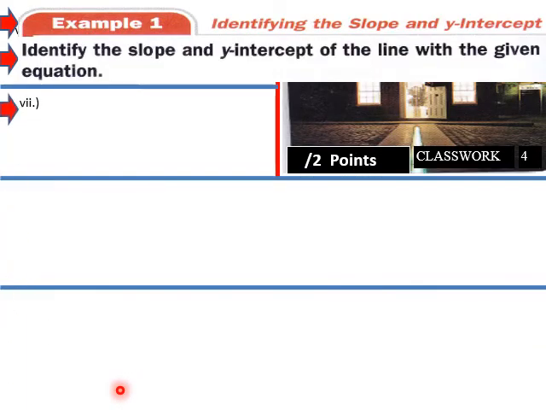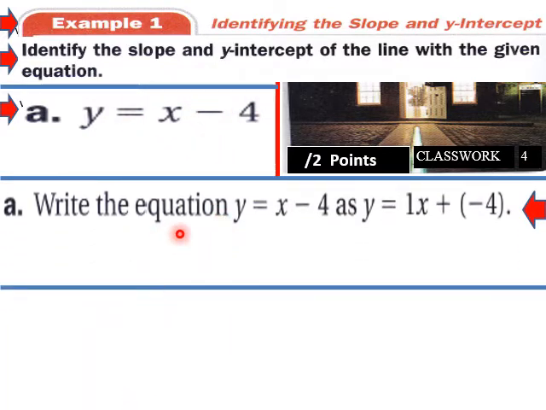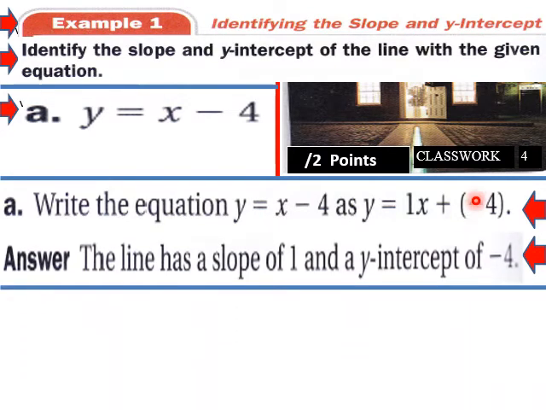Our first example here: identify the slope and y-intercept of the line given. Here it is. So we write the equation y equals x minus 4 as y equals 1x plus negative 4. We have an implied coefficient here of 1 plus a negative 4. The line has a slope of 1, here's m, and a y-intercept of negative 4. Here's our y-intercept. That's one way of looking at it.